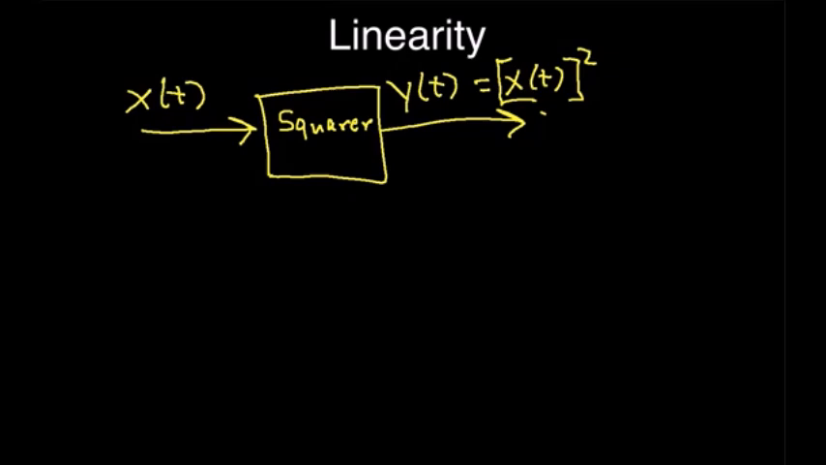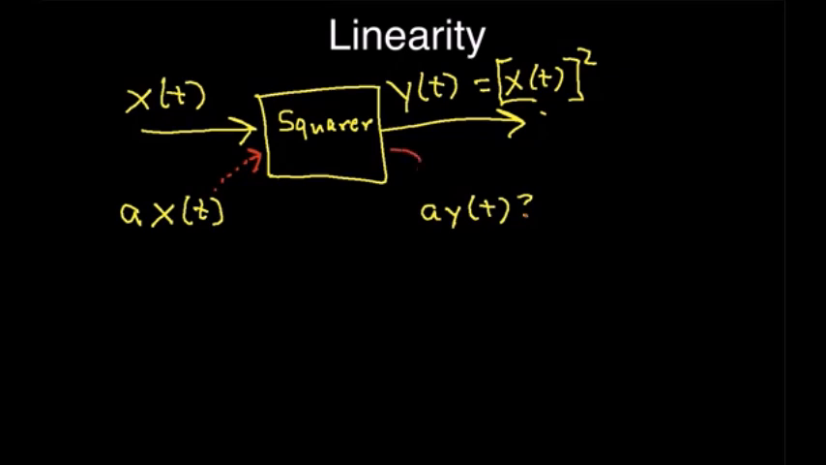The idea, if you'll recall from the definition, is that a system will be homogeneous if a x of t goes into the system and a y of t comes out. So the question we have to ask is, when I put a x of t into this system, does a y of t come out? Well, let's actually do that. So we put a x of t into this system.